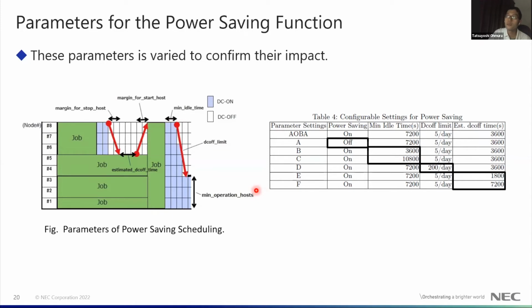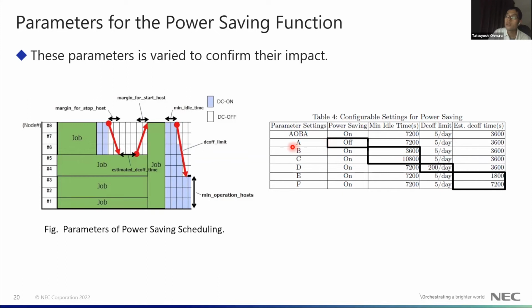In the off period, we discuss how much the power management can save power. Then, we discuss if the current parameter configuration is appropriate. The left figure shows the adjustable parameters of the NQSV power saving features. The right table is the list of the parameter configurations we simulate in this evaluation. Setting AOBA means the current parameter configuration of AOBA.